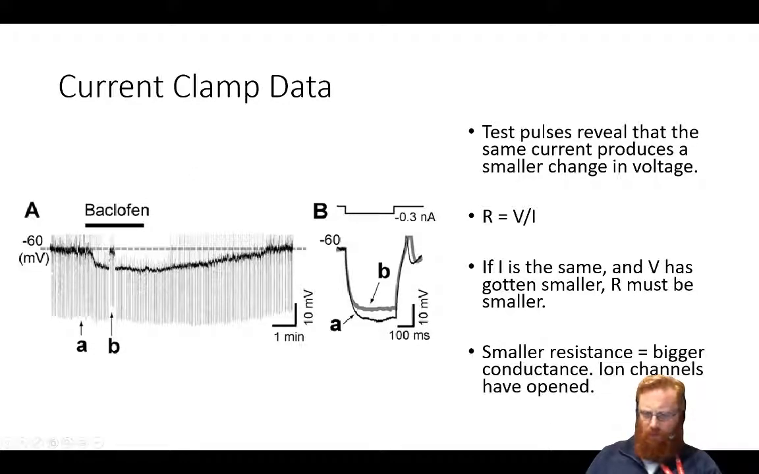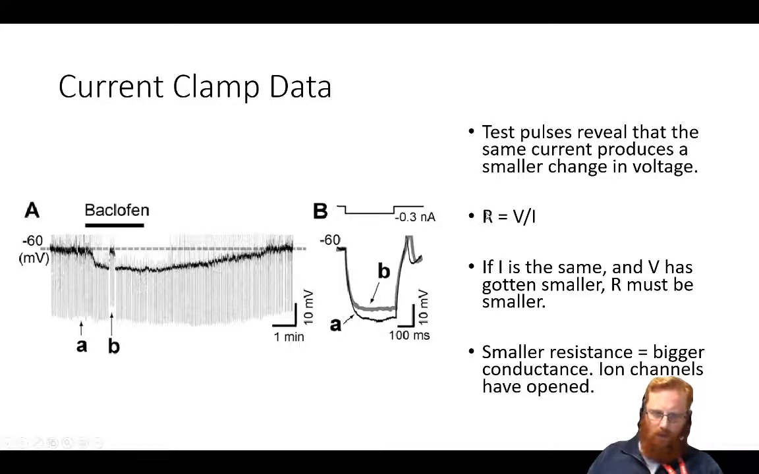Now, we can probe this a little bit more deeply, and this is what I was talking about before. So here is a similar experiment. They are applying baclofen, and you can see that the thick black line is the resting membrane potential, and the cell hyperpolarizes. But what they're doing here, these little vertical lines, is injecting a little bit of negative current, and they're getting a change in voltage.